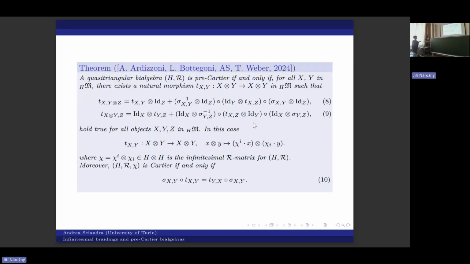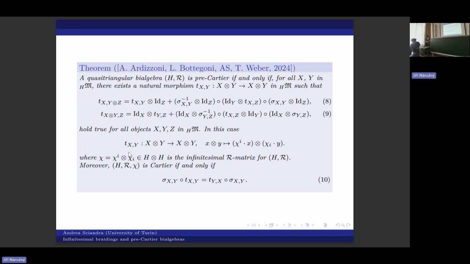So, in fact, T of X and Y tensor Z is the sum of these two pieces, and the same for 9. In this case, the T are uniquely determined from the infinitesimal R matrix. In this way, we just act with the infinitesimal R matrix. So you can see that we don't change the order. X tensor Y is sent into chi acting on it. So the first leg of chi acts on X, and the second leg acts on Y. And moreover, the pre-Cartier bialgebra is Cartier if and only if we have this commutativity between sigma and T.